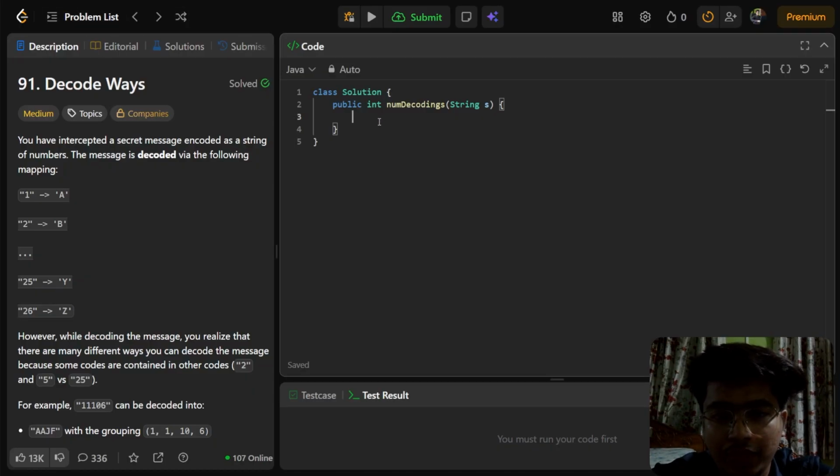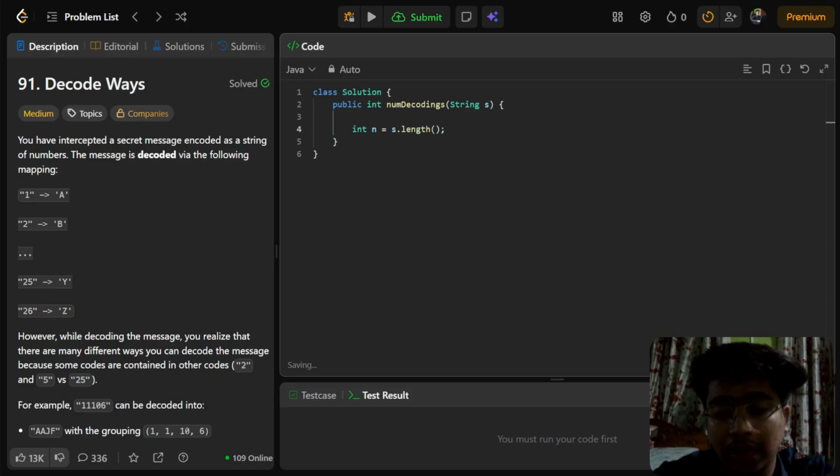Public integer numDecodings. So first of all, let's calculate the length. Integer n equals s dot length. So we calculate the length of the string first of all. Now we need to define the DP state.